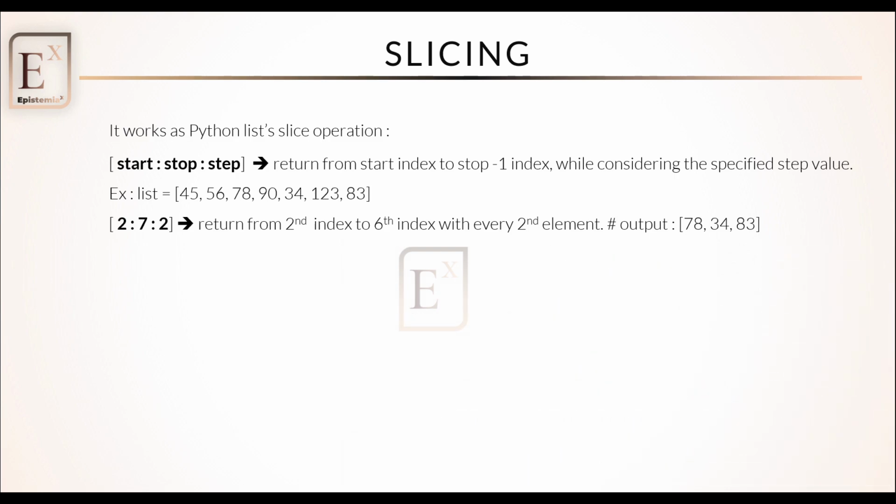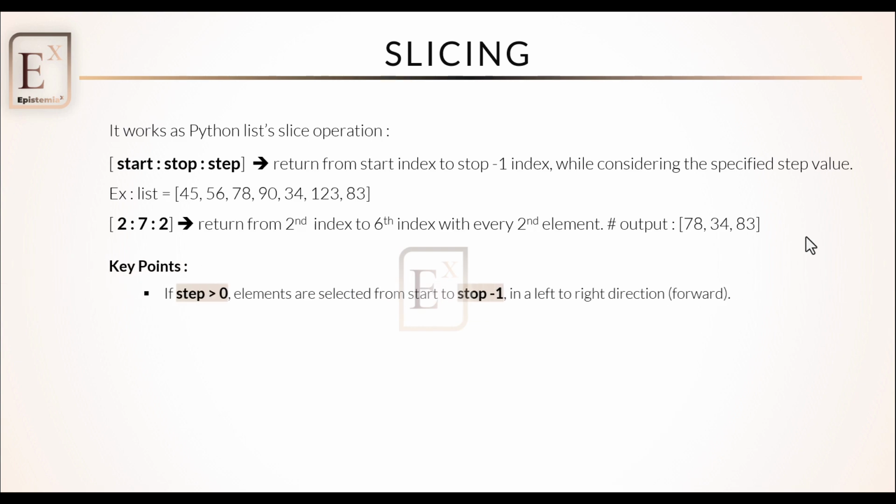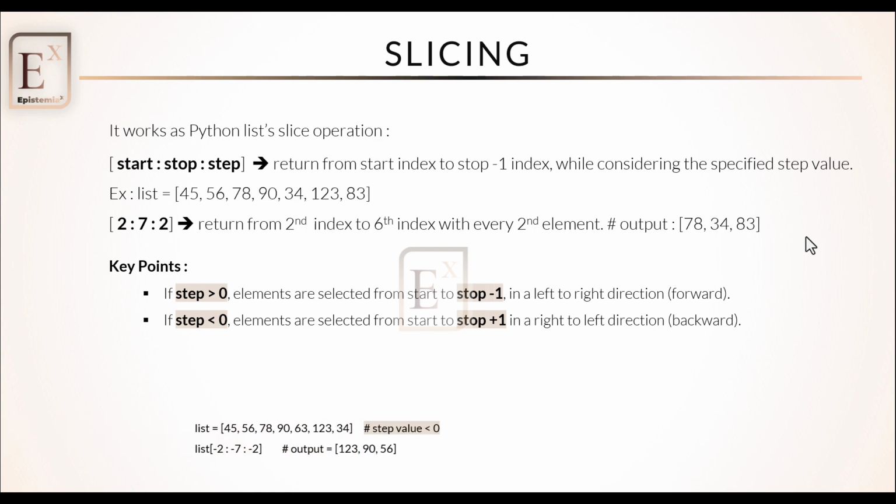The start, stop and step values can all be positive or negative depending on the direction we want. If step is greater than 0, we move from left to right, and we select elements from start to stop -1. That means forward direction. If step is less than 0, elements are selected from start to stop +1 in a right to left direction, that means backward. Look at this example.